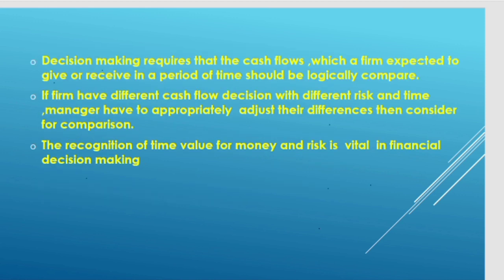Decision making requires that the cash flows which a firm expects to give or receive in a period of time should be logically compared. If a firm has different cash flow decisions with different risks and time, managers have to appropriately adjust the differences. That means adjust for the risks and time, then consider them for comparison. The recognition of time value of money and risk is vital for decision making. If you are not capable of adjusting for risk and time, but both factors affect the return, then in the long run your firm may not survive in this competitive environment.